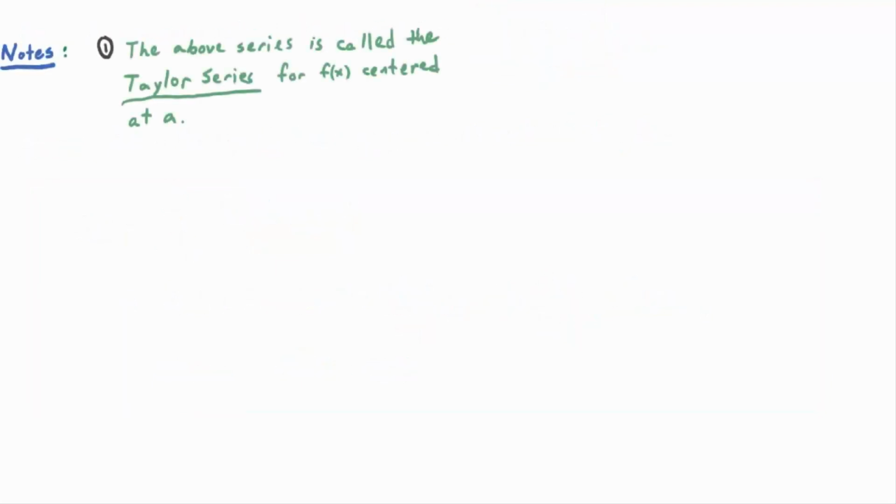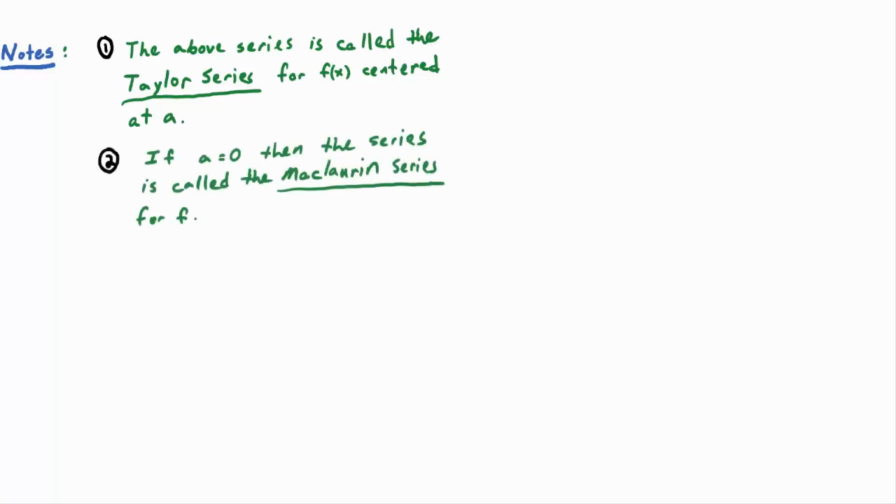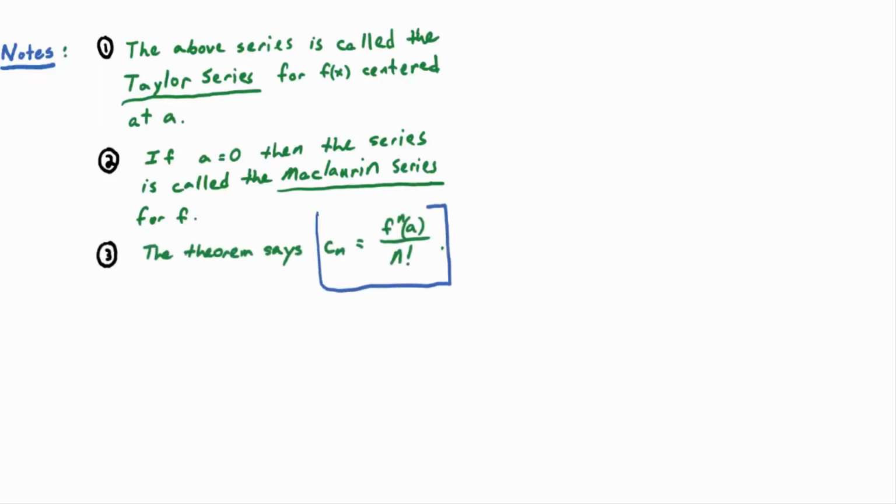Okay, note number 1, the above series is called the Taylor series for f of x centered at a. If a equals 0, the series is called the Maclaurin series for f. And then, very important, the theorem says that c sub n, I mean, if you think about it, the generic power series we developed last time was sum n equals 0 to infinity, c sub n, x minus a to the n, right? This theorem then is saying c sub n is the nth derivative evaluated at a divided by n factorial. Okay, let's prove it.